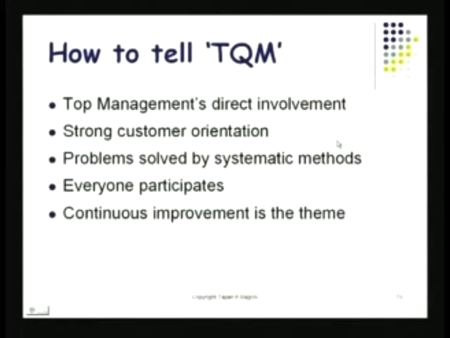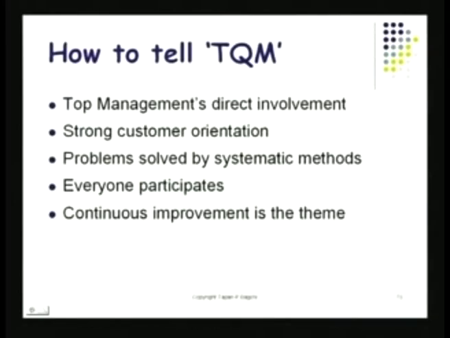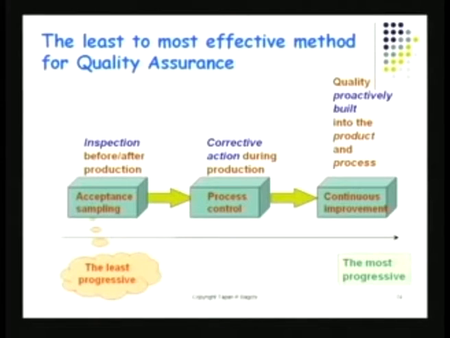And from here, we reach the point when we actually want to judge, do we really have TQM in a company or in an organization? The questions are just this. Are top people directly involved? Are they talking quality? Does this company have strong customer orientation? Are they solving problems by systematic methods? Do I see everybody involved? And is the theme of continuous improvement in place? If it is not there, of course, I don't really have TQM in that company.